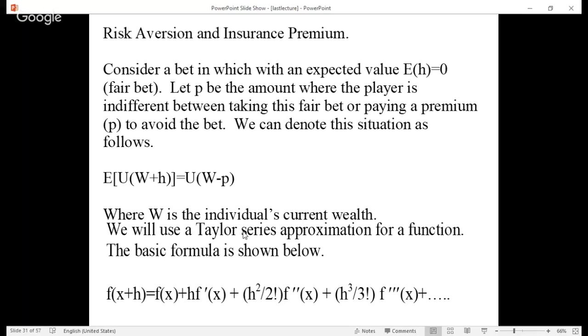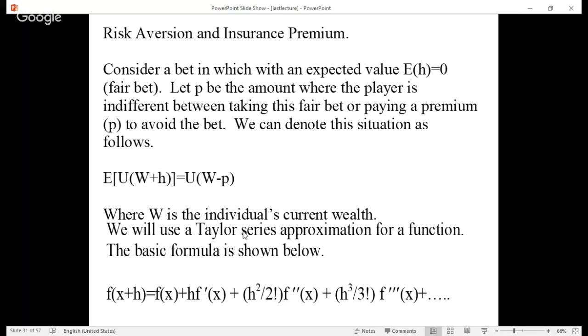And therefore, we'll do the situation as follows. The expected value of U(W plus H) is going to be equal to U(W plus P), where W is the individual's current wealth. And of course, P, like I said, would be that premium that makes you indifferent.